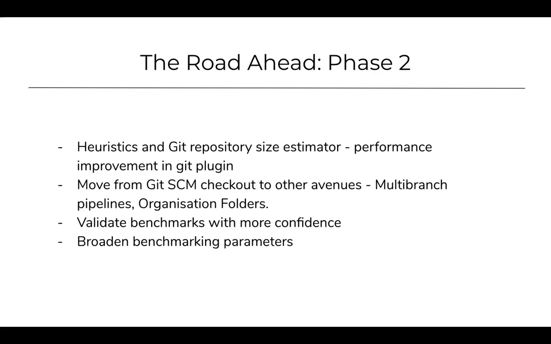The second thing we would like to do is to move out from the analysis area. Right now it was git SCM checkout. I focused too much on profiling and benchmarking the operations involved in the SCM checkout. Now I want to go to multi-branch pipelines and organization folders.